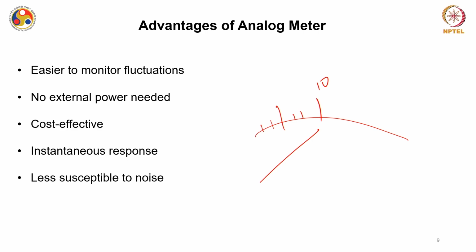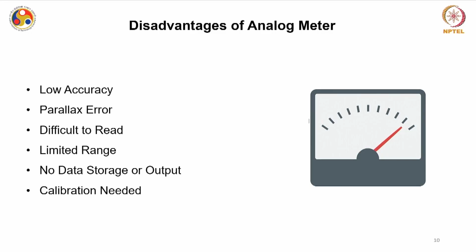They also have instantaneous response. Whatever you want to measure, you just connect and you will get the reading. And they are less susceptible to noise because you are using very few electronic components here, or basically no electronic component. But then it also comes with different disadvantages, and that is why people have also started looking for other kinds of meters, like digital meters. They have low accuracy if you compare them with digital meters.